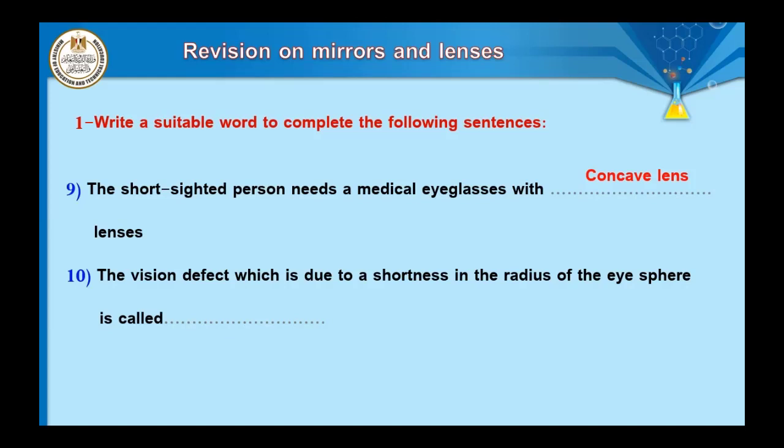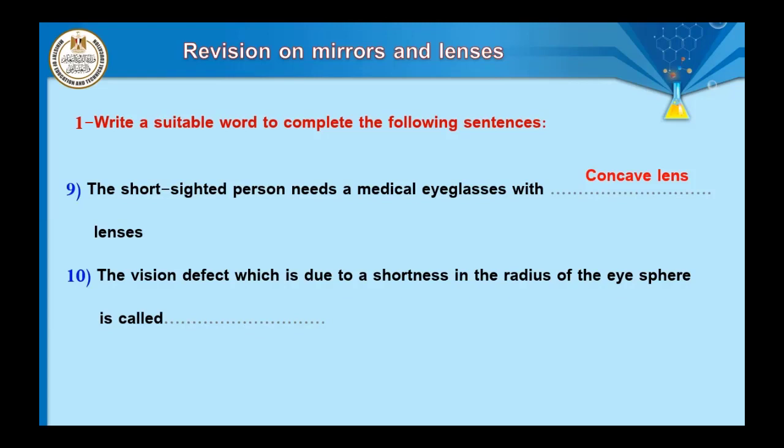Why? To diverge light rays before entering the eye. The second type of defect is called long-sightedness. What are the reasons of long-sightedness? Number 1, decreasing of eyeball diameter, decreasing convexity of the eye lens, and increasing of focal length. And this defect can be treated by a convex lens to collect light rays before entering the eye lens.